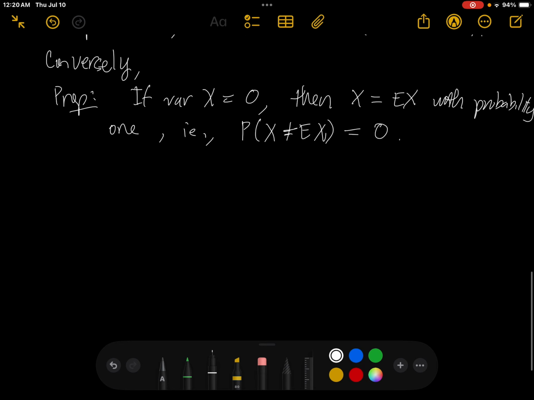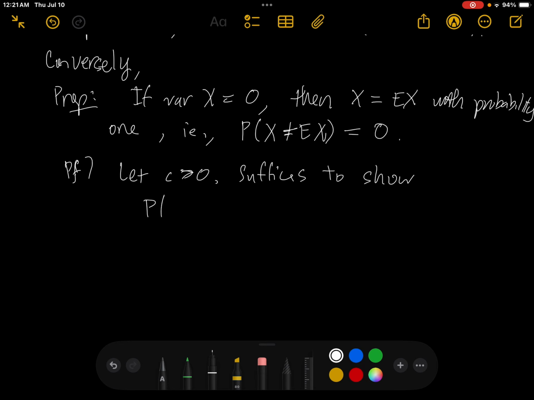Okay, so now let's prove it. The proof is a bit tricky. So first, let C be a positive number. What it suffices to show is that the probability that the absolute value of X minus the expectation of X is greater than C is equal to 0.